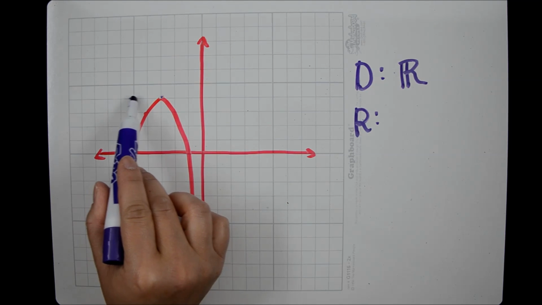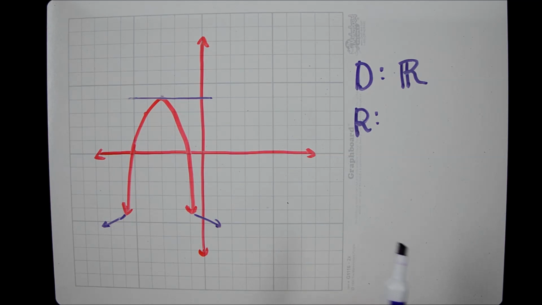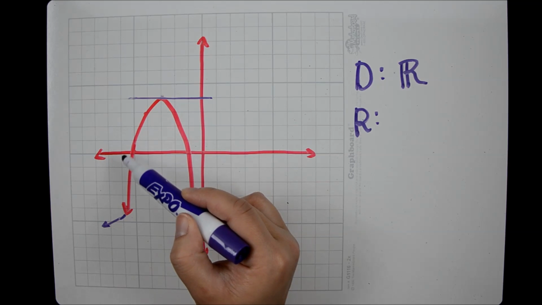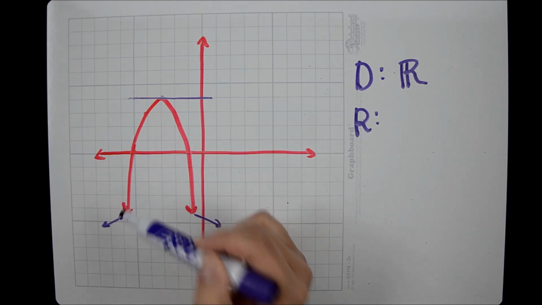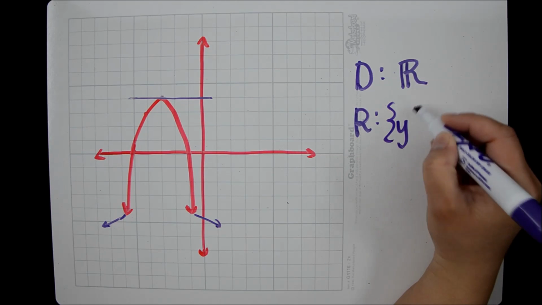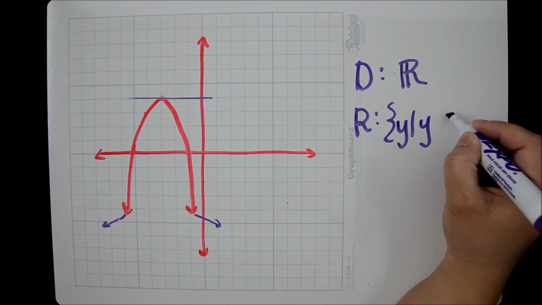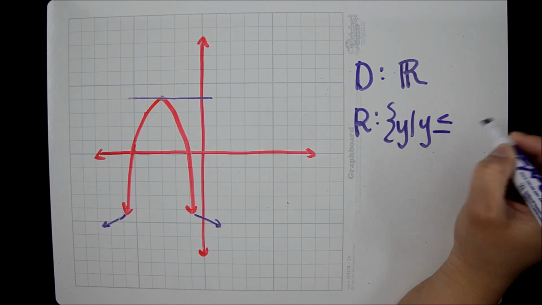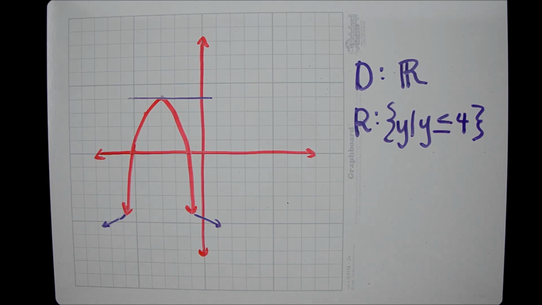If we're looking at our vertex here, the highest y value of our graph is here at +4, and it's everything beneath +4 because remember, these arrows go down forever. And so to describe our range, we could say the set of all y values where y is less than or equal to 4. It does include 4 because 4 is where the vertex is, or the max.